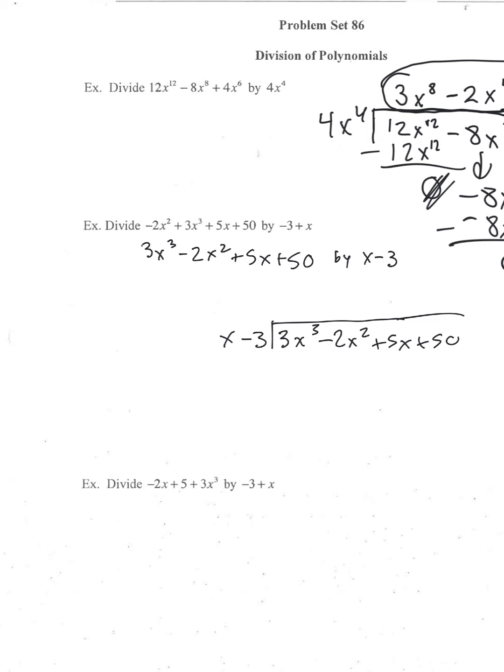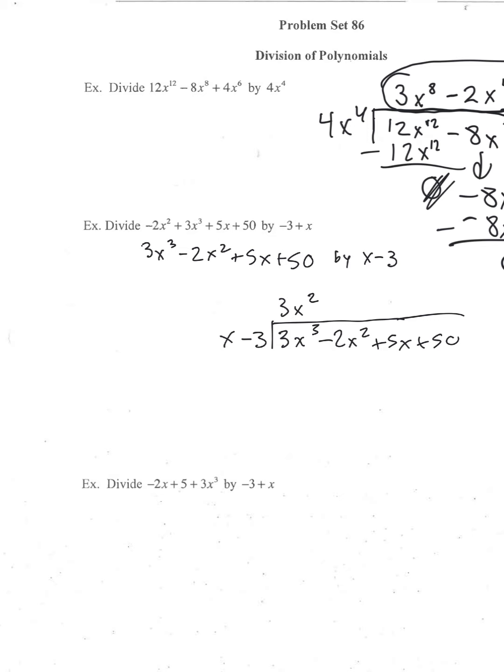I've got x to the minus 3 going into 3x to the 3rd. This time we do have to be careful here. It looks like we're talking about 3x squared. I look at the x first. Now I need to multiply 3x squared by x minus 3.